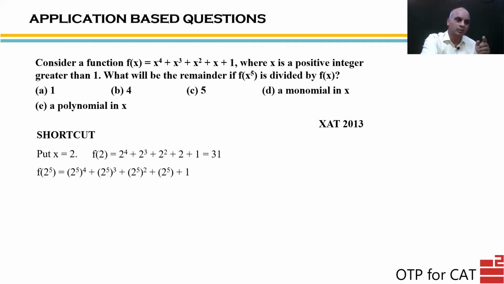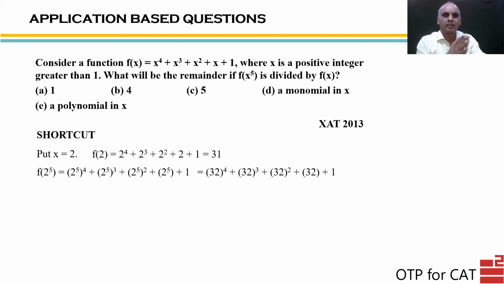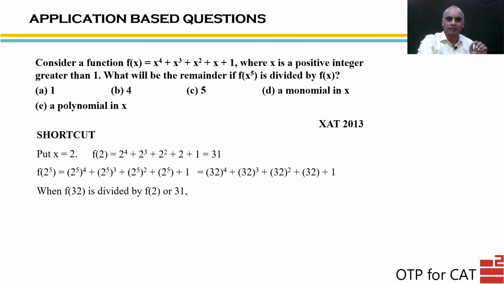Now what's the value of f(32)? That is this, (2 to the power 5) power 4 and so on. Now don't find the value of it, keep it at this stage. Now if I have to divide f of 2 to the power 5 by f(2), that is 31, what is the remainder? Now 2 to the power 5 is 32, so everywhere I am getting 32 on the right hand side, so I will get 32 to the power 4 plus 32 to the power 3 and so on. When f(32) is divided by f(2), which is 31, what is the remainder? Which means the right hand side expression when divided by 31, what is the remainder? Again, I see that 32 by 31, my remainder is 1.